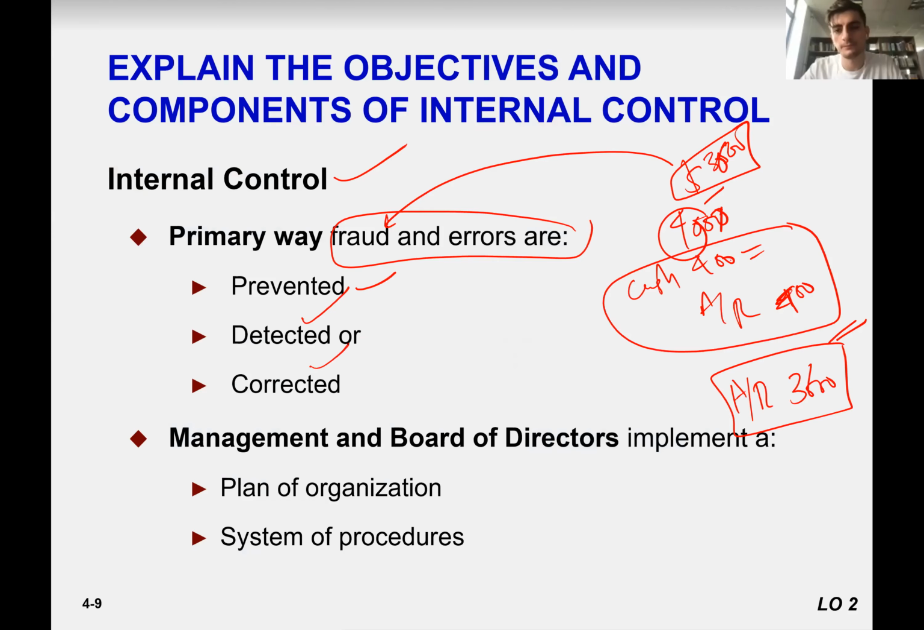Detect and correct any kind of error or fraud. So management and board of directors implement this as a plan of organization and system of procedures.